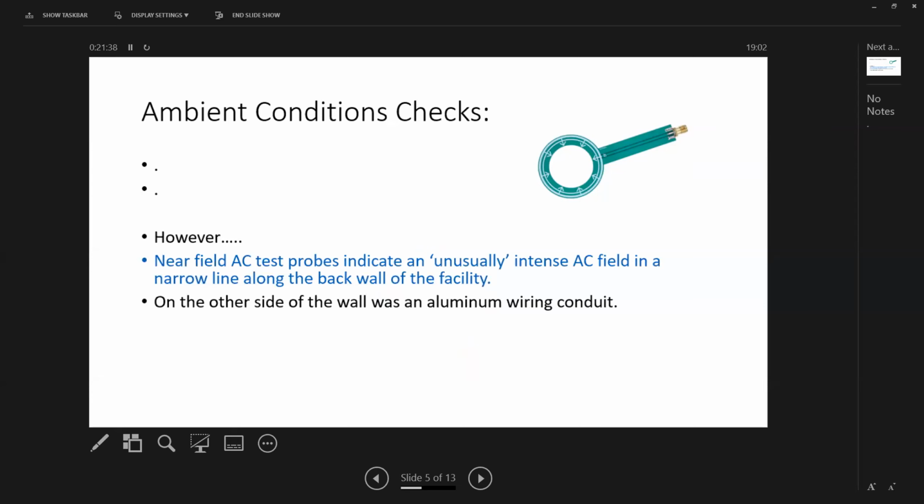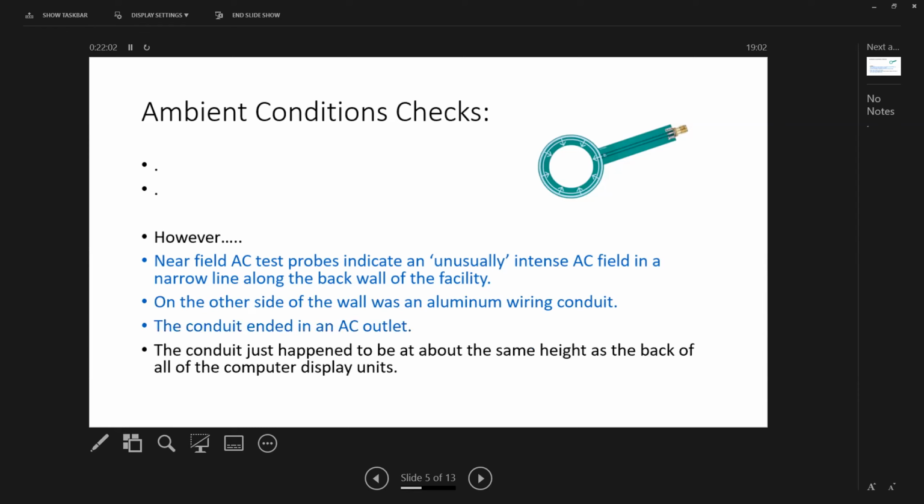Okay. But looking on the other side of the wall, there was an aluminum conduit with a wire in it. And the conduit ended in an AC outlet. Well, this shouldn't be a problem, because in a conduit, you've got shielding. And the conduit just happened to be about the same height as the back of all those computer displays. So I'm thinking, okay, we've got some circumstantial evidence here, but how the heck could there be a problem?